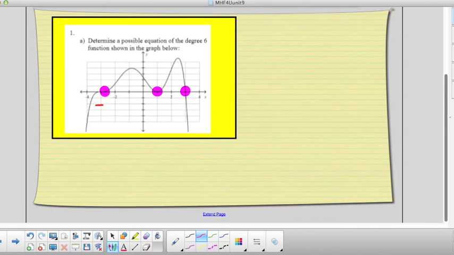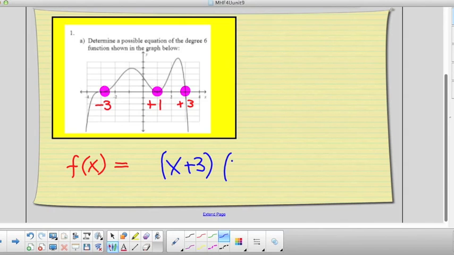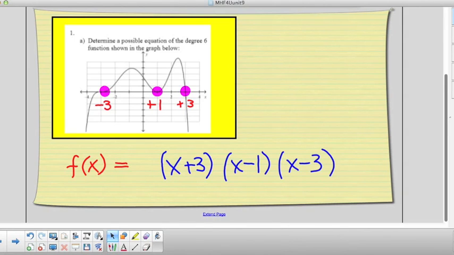So negative 3, positive 1, positive 3. So f of x. Let me write those in. Negative 3 can be represented as x plus 3. Positive 1 would be x minus 1. And positive 3, x minus 3. Now we can have an a term. We don't have to have an a term.